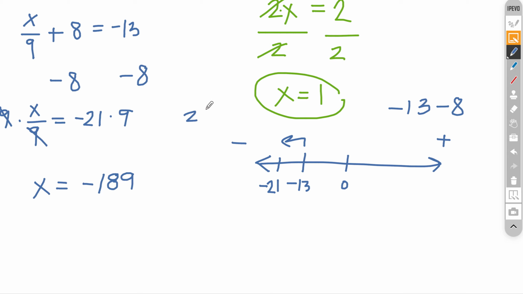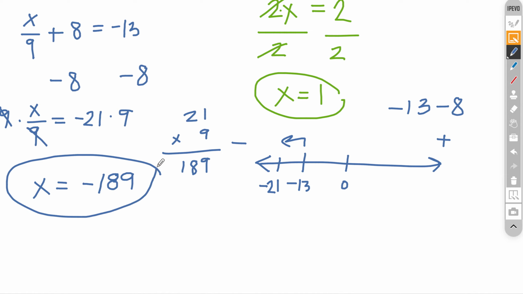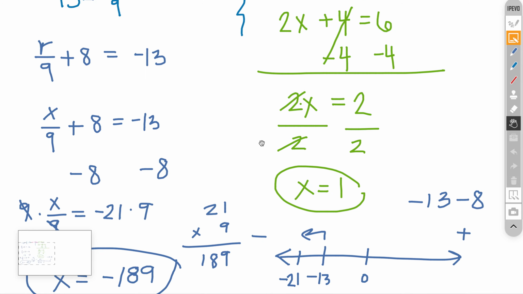you could set this up, 21 times 9, and then go, this is 9, and then this is 18, and then that's my solution. Negative 189. And that's it. That's an example of a two-step equation.